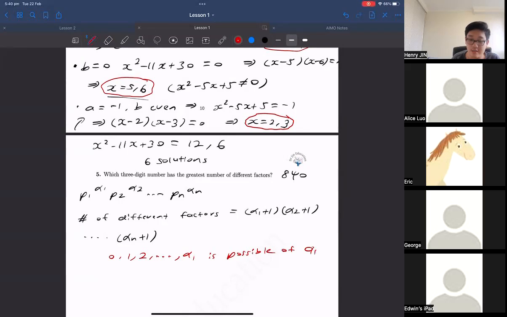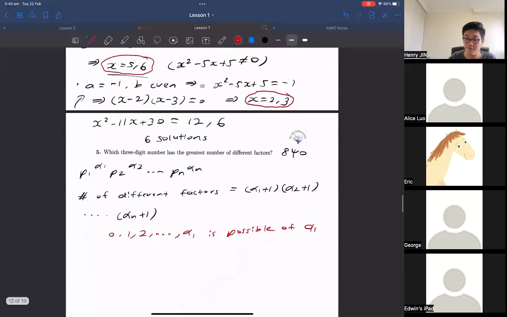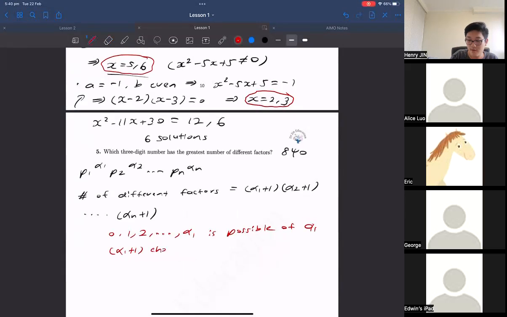And then you can do the same thing for alpha 2 all the way up to alpha n. Because these are independent from each other, you can choose whichever combination you like. That's why you can multiply the choices together. So alpha 1 has alpha 1 plus 1 choices, and if you multiply them all, you end up getting this answer. That's how you find the number of different factors.